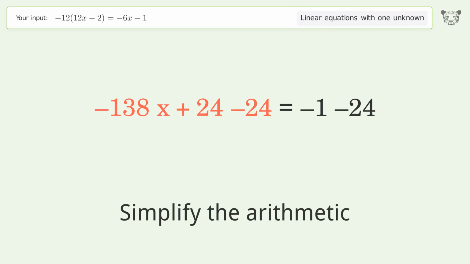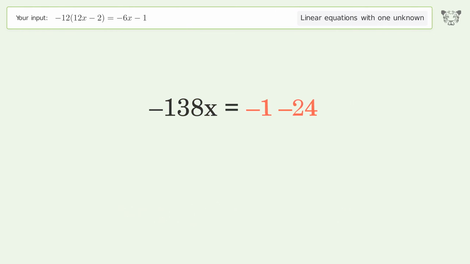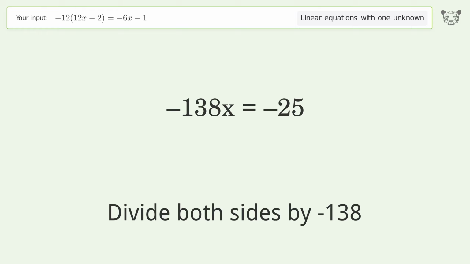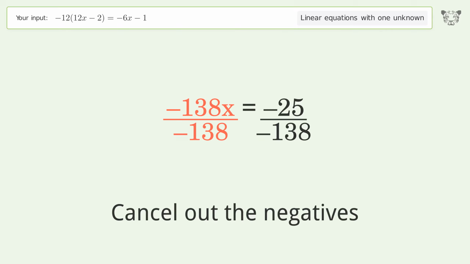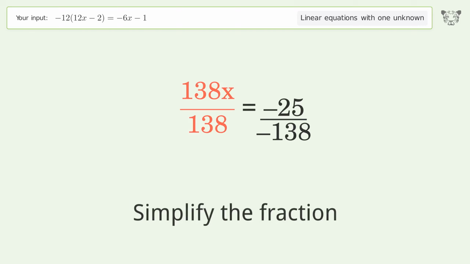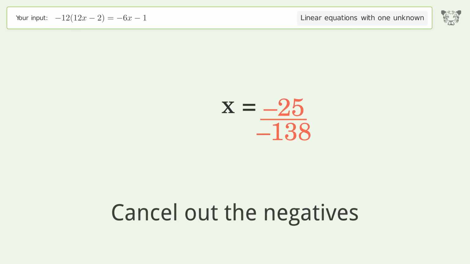Simplify the arithmetic. Isolate the x. Divide both sides by negative 138. Cancel out the negatives. Simplify the fraction. Cancel out the negatives.